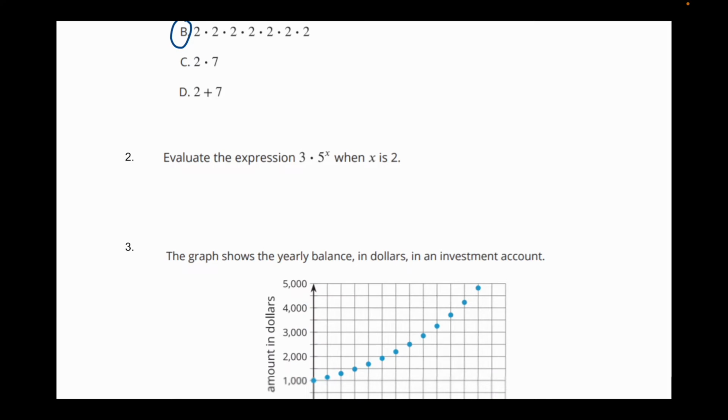So for question 2, we have evaluate the expression 3 times 5 to the power of x when x is 2. So what this means is 3 times 5 squared, which is 3 times 5 times 5, because that 2 means we need to multiply 5 with itself twice. And if we multiply that out, we get 75. So that is our answer for number 2.